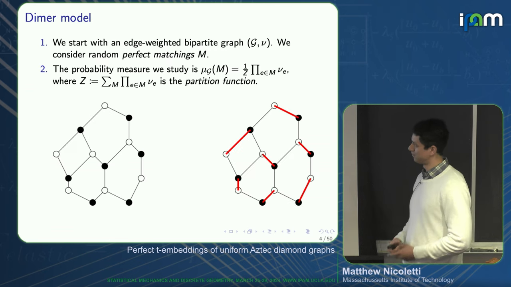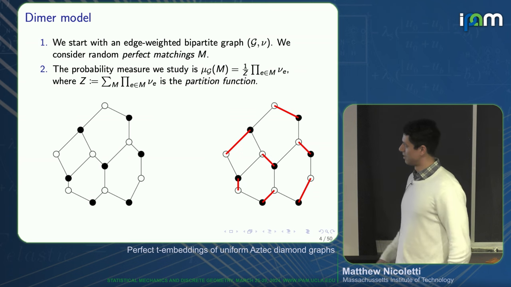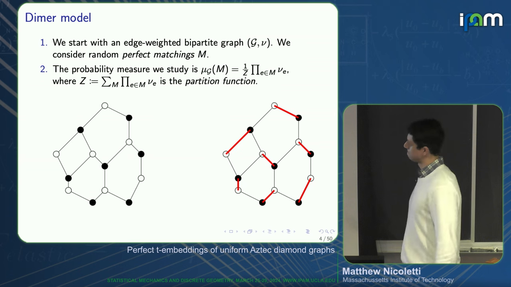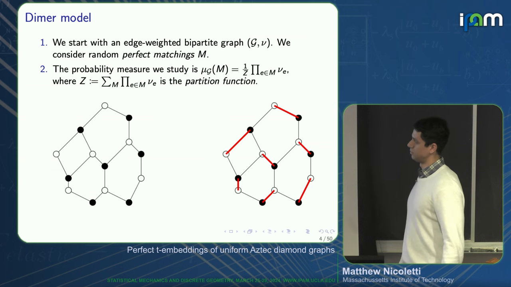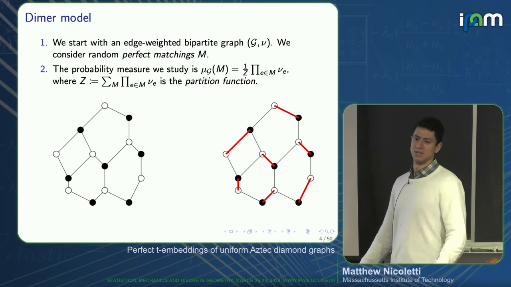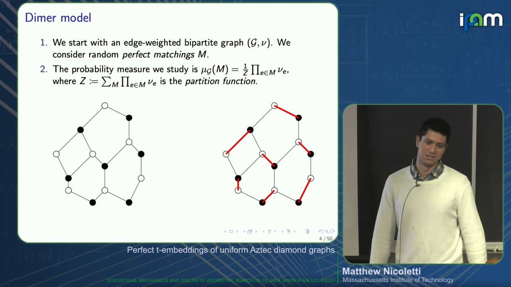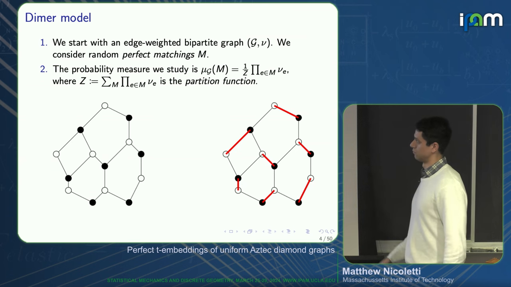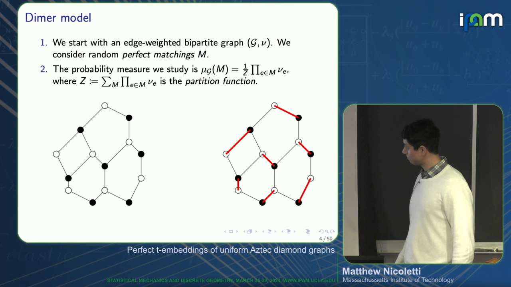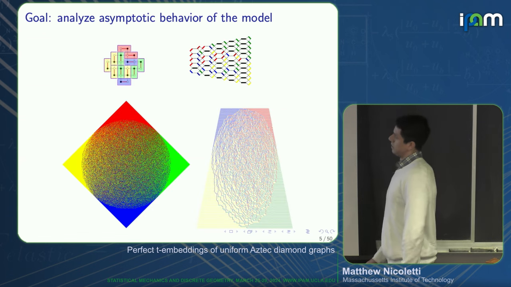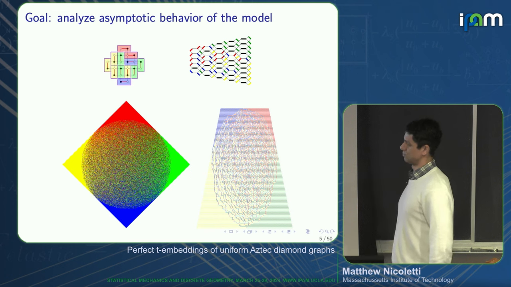So first, the dimer model. We've seen it many times. For the dimer model, we start with a bipartite graph with edge weights, which is planar. And we study a probability measure on perfect matchings, where the probability of a matching is proportional to the product of its edge weights. And this normalization is called the partition function. So our goal is to understand the asymptotic behavior of the model.